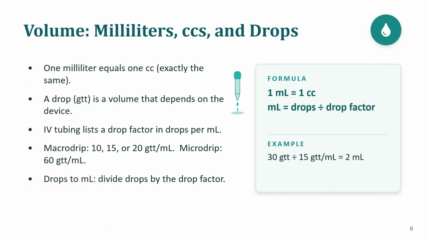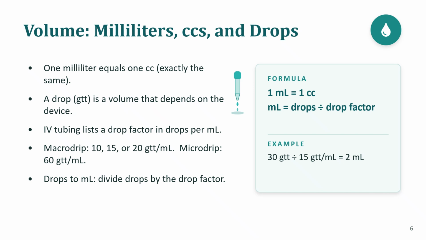Now for volume, where you will see milliliters, cc's, and drops. The easiest fact first. 1 milliliter equals 1 cc. They are exactly the same volume. The abbreviation cc stands for cubic centimeter, and you can read milliliters as cc's interchangeably, though milliliter is the preferred modern term. Drops are a little bit different.